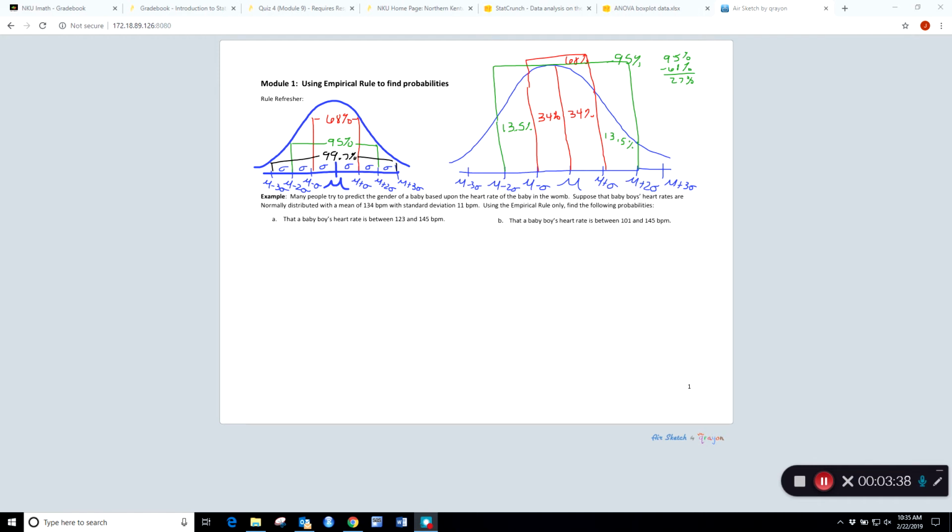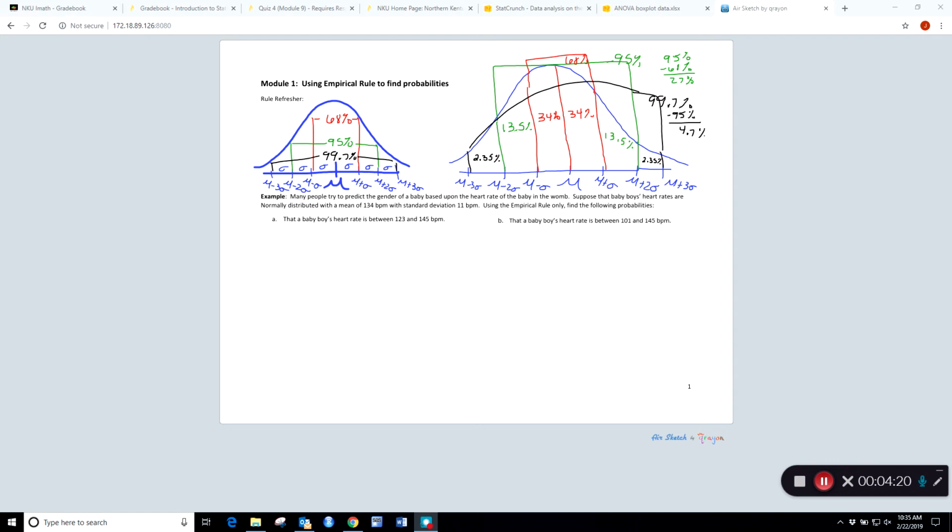Now if I do the same thing with my 3rd standard deviation out, this should give me 99.7%. But again, this time I've already put 95% on my picture, which only leaves me with 4.7% that I can add to my picture. So half of that 4.7% goes on either side here. That's going to be 2.35% in each of those pieces.